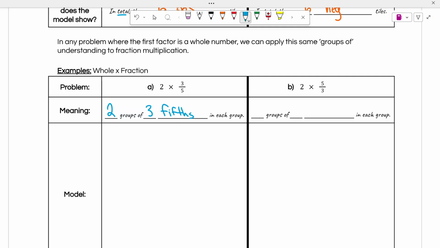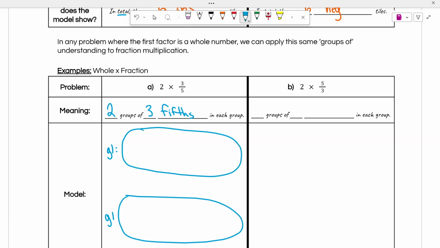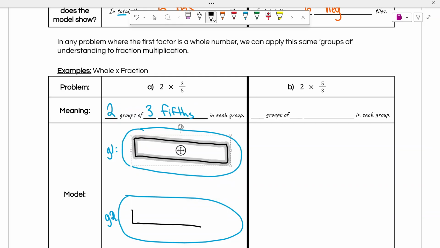So let's go ahead and think about that. I'm going to set myself up 2 groups. I guess the second group should probably be group 2. And inside of each of those, I need 3/5. So I'm going to start by drawing one whole. If I drew and colored in that entire rectangle, I'd have one whole. I don't want one whole, I want 3/5.